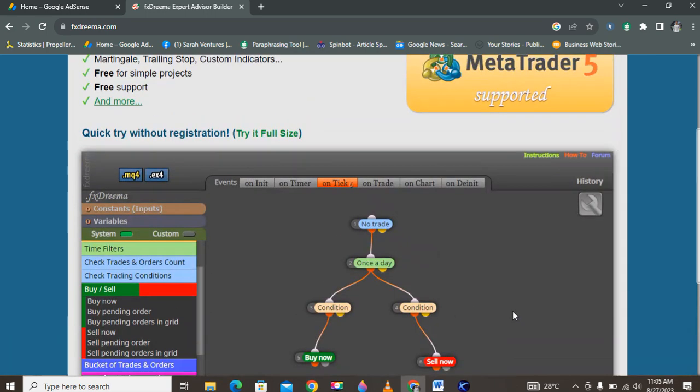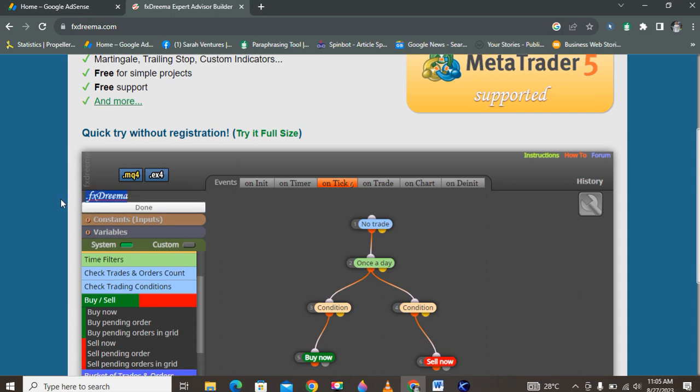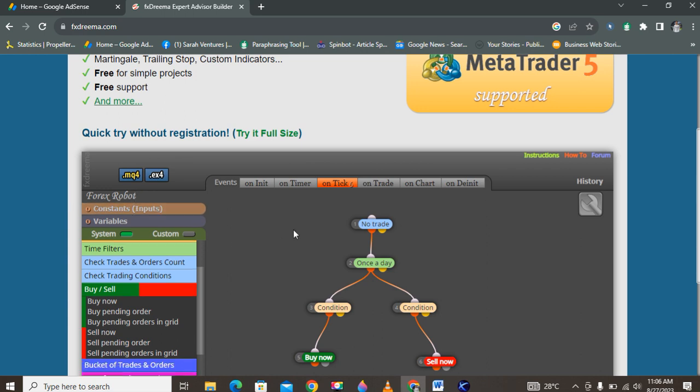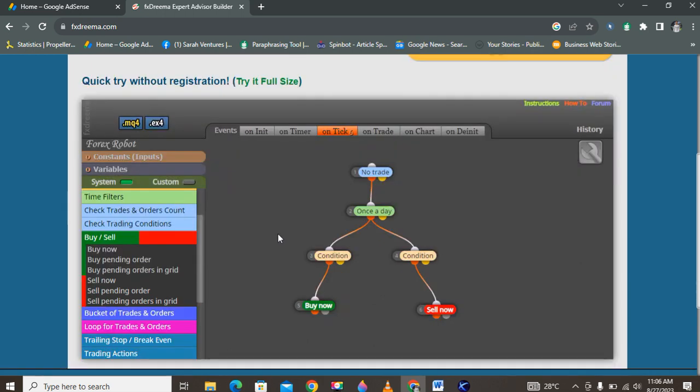Now, next thing that we need to do is to rename the robot. What are we going to name it? Let's say Forex. You have successfully created a Forex robot. Guys, so this is how you create your Forex robot.